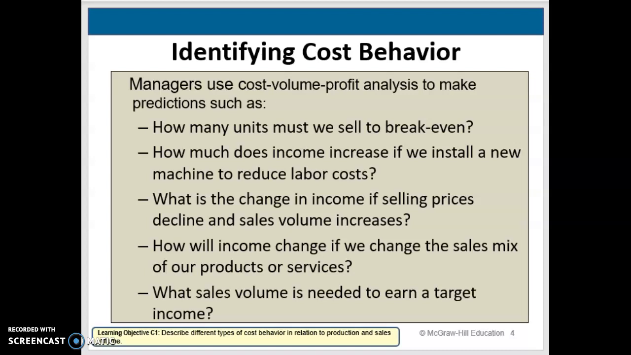So again, this is another management function. They're going to use this cost, volume, profit analysis to help them make predictions. They give some examples here of some of the predictions they might be doing.